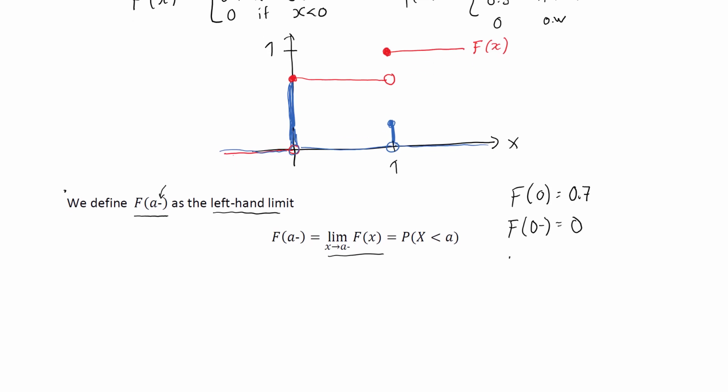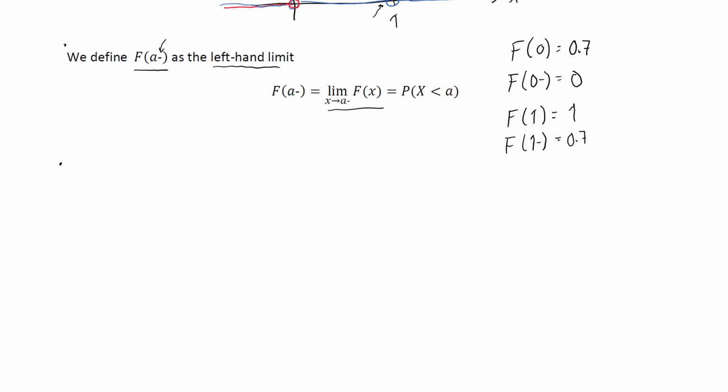Similarly, we had that F of 1, well, that's the probability that X is less than or equal to 1, that must be 1. But slightly to the left of the number 1, if I look over here, just to the left of that, then the CDF function is 0.7. And that is the probability that X is strictly less than 1, which it can only be if the experiment ends up in alpha.